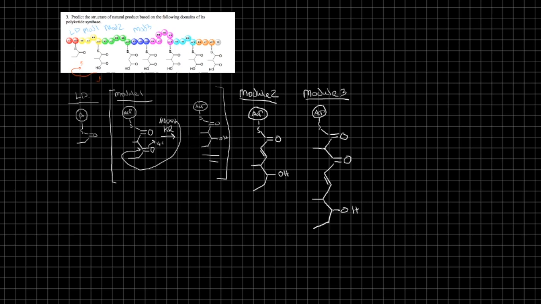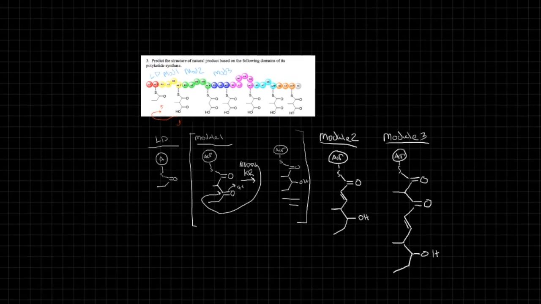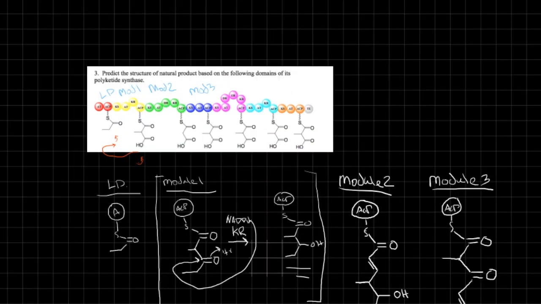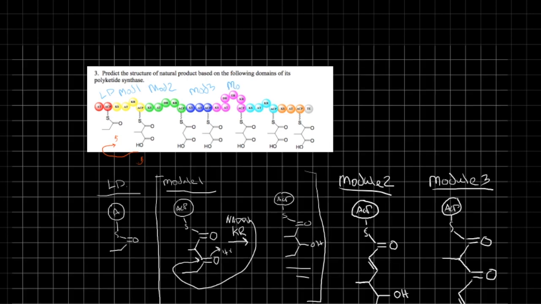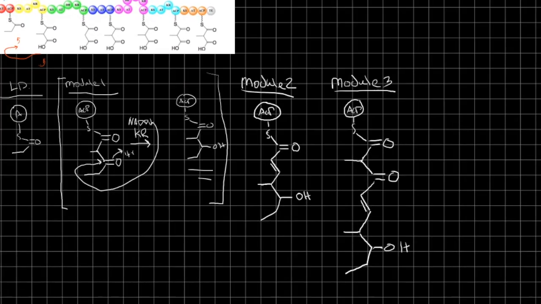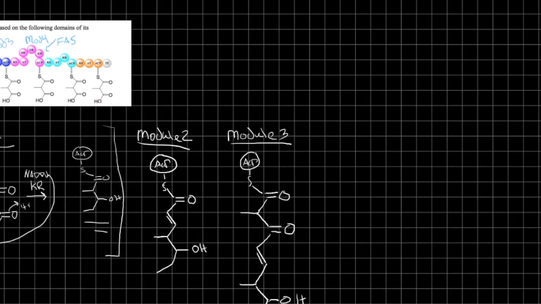Let's zoom out here for a second. Come back. So that was module 3. So we have another one here, this pink one. This is module 4. It has a KS, an AT, a ketoreductase, a dehydratase, an enoylreductase, and an ACP. So this is basically a fatty acid synthase, but instead of acting iteratively, it's only going to work once. Sorry about the train. All right, so with that, just take note that it's going to load methylmalonyl-CoA. So the first thing that we're going to draw here is going to be methylmalonyl-CoA.